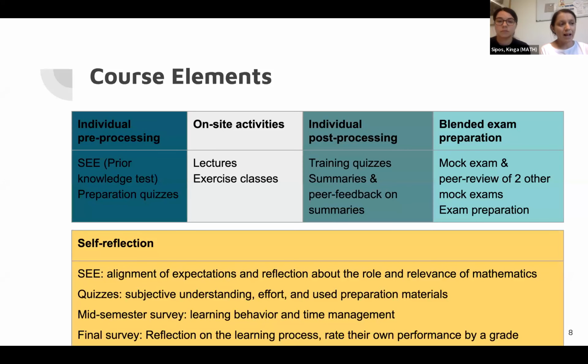In addition to these aspects, we invite students to a self-reflection several times throughout the semester. And on these occasions, we are focusing on such aspects which can have an impact on the final performance of the students, like attitude towards mathematics, role and relevance of mathematics for their major subject, level of subjective understanding, the invested time, the invested effort, learning behavior, time management, and the reflection on their own learning process.